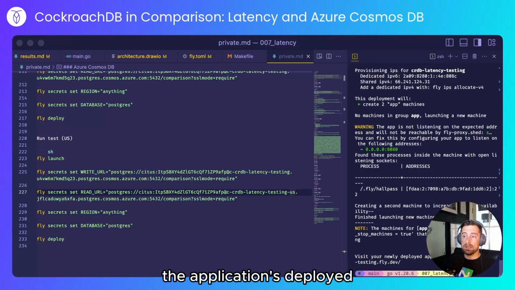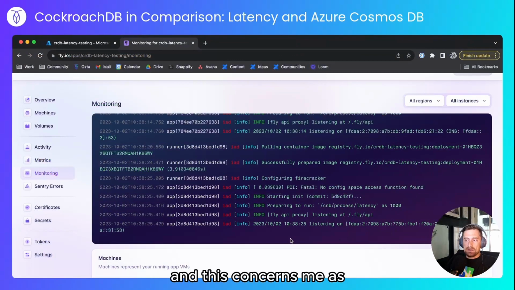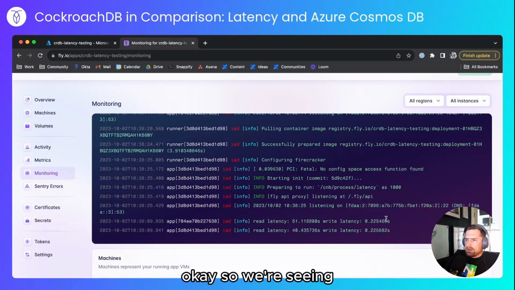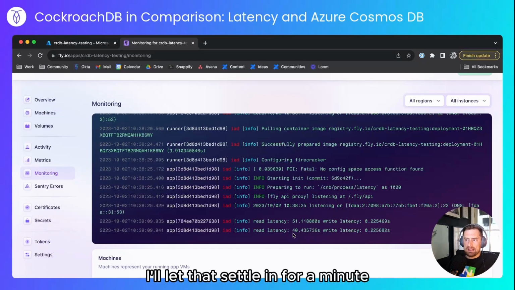The application is deployed, and at the moment we're not seeing any read-write latencies, and this concerns me as I suspect that I've made the write and now I'm just waiting for the read, but we'll know in a minute. Okay, so we're seeing 225 milliseconds for write latency and 51 seconds for read on one of the workers and 40 seconds of read latency on the other. I'll let that settle in for a minute.